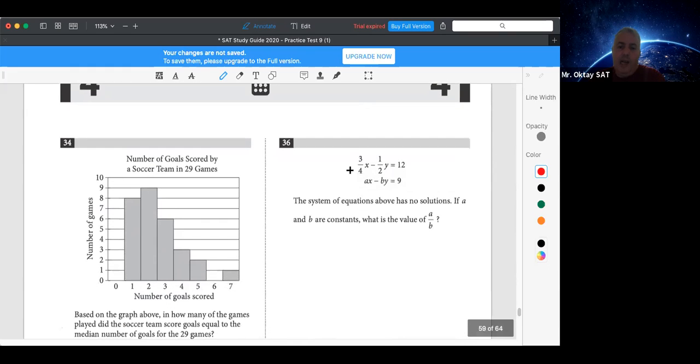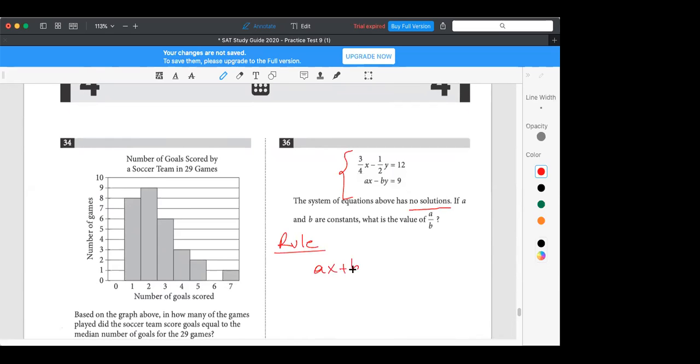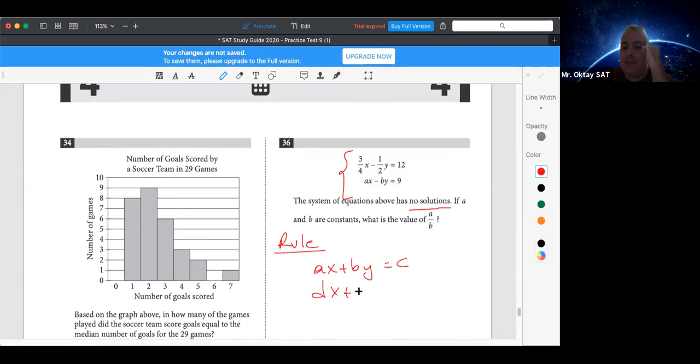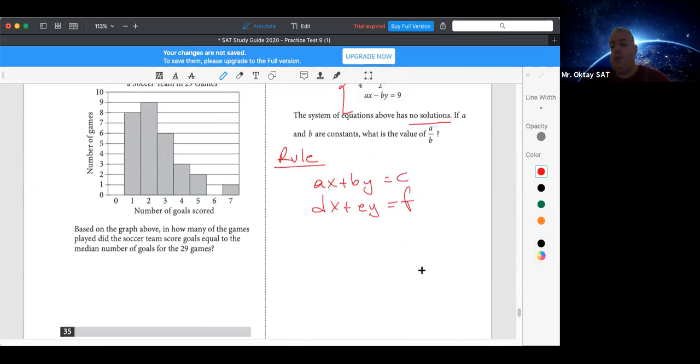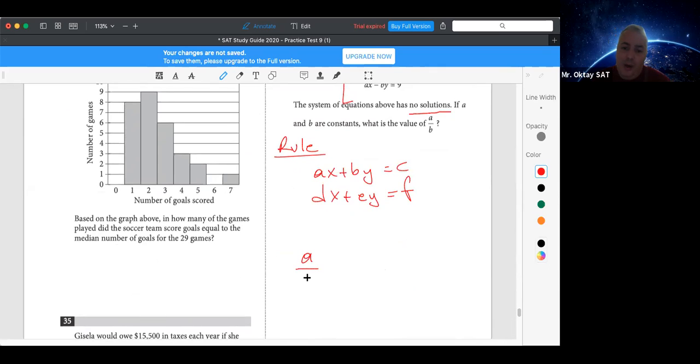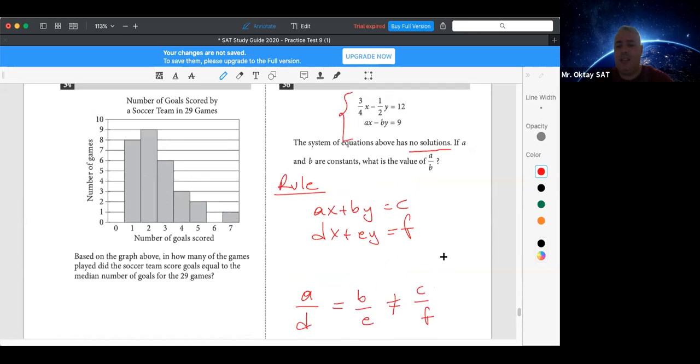So how can we solve this system? Any idea? No, sir, I don't have any idea. Okay, but it says no solution. Be careful. Let me give you the rule. No solution means this. If you have ax plus by is c, dx plus ey is f, no solution means this: a over d is equal to b over e is different than c over f. I think something like that it was.